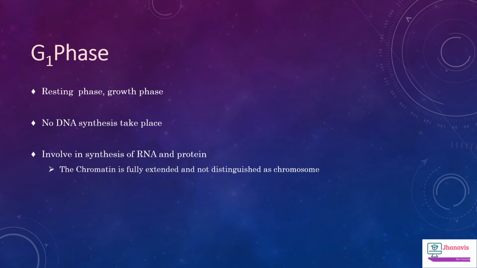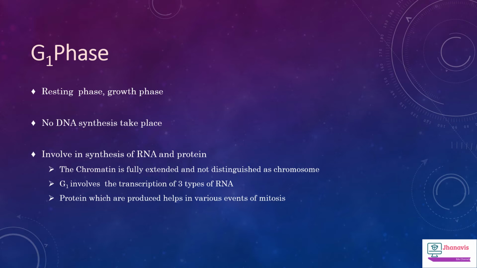G1 involves only the transcription of the 3 types of RNA. They may be rRNA, tRNA or mRNA. And the G1 phase also produces certain proteins which are very helpful during the stages of mitosis, and enzymes which help in the synthesis of the DNA, namely DNA polymerase, which helps in the synthesis of the DNA strand during the mitotic division. But we will talk about different types of enzymes involved in DNA synthesis in the later stages.